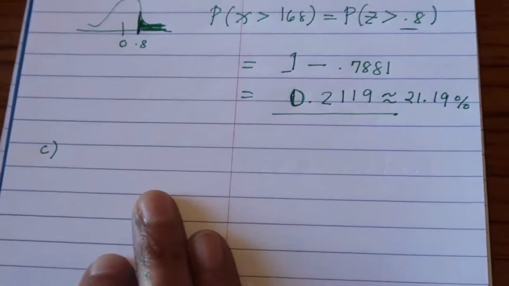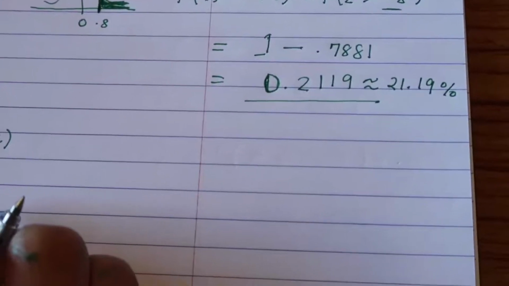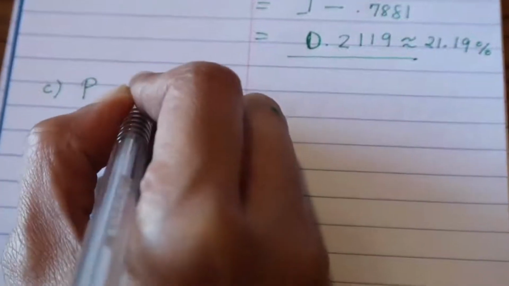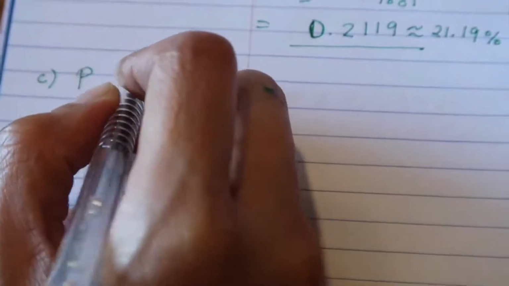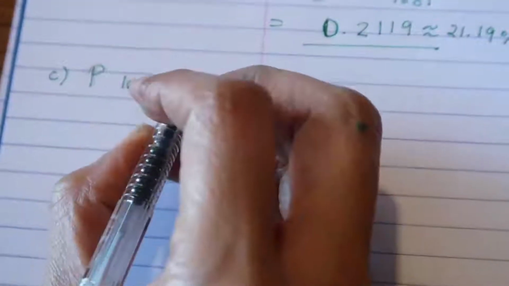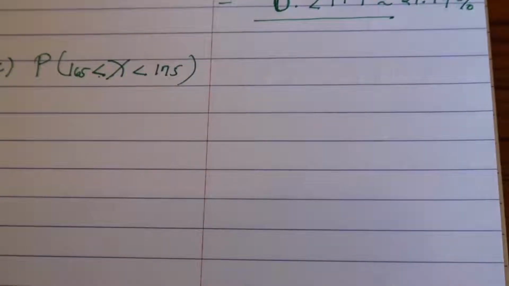Okay, next, letter C. Find the probability that the height of the randomly selected student will be between 165 and 175. So that will be the probability that the random student is greater than, of course, you need to pick the smaller number, which is 165, but less than the highest number, which is 175. Okay, so how do we read that? So X is greater than 165, the smallest number, but less than 175. Okay, so how do we solve this?